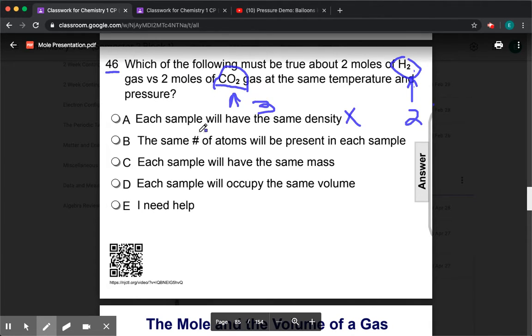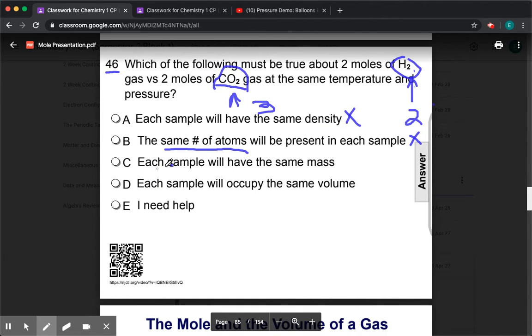Okay. Now you'll have the same number of particles. Remember, particles is used to reference everything. When I say particle, I could be talking about an atom or I could be talking about a molecule. Particle covers both. So they'll have the same number of particles. There will be the same number of molecules of both. But because they're made up of a different number of atoms, if you're looking at specifically atoms, they won't have the same number. So if you wanted to find out exactly the number of atoms, for hydrogen, you would take Avogadro's number and you would double it. For this one, you would take Avogadro's number and triple it. Okay? So it's not B.